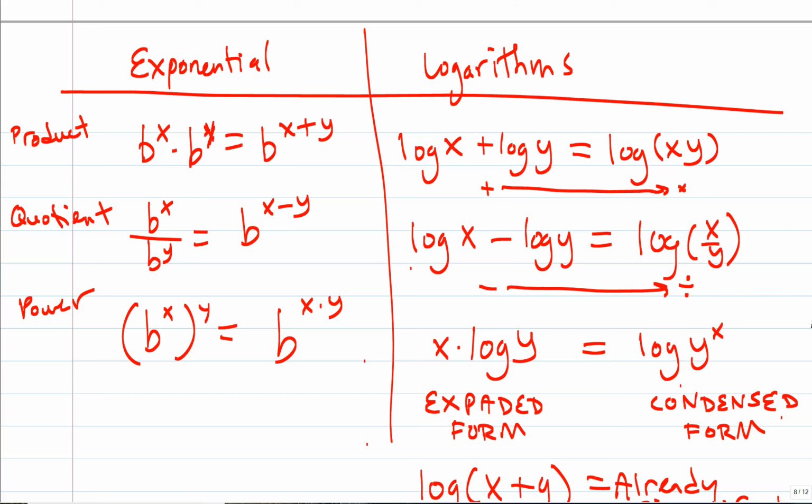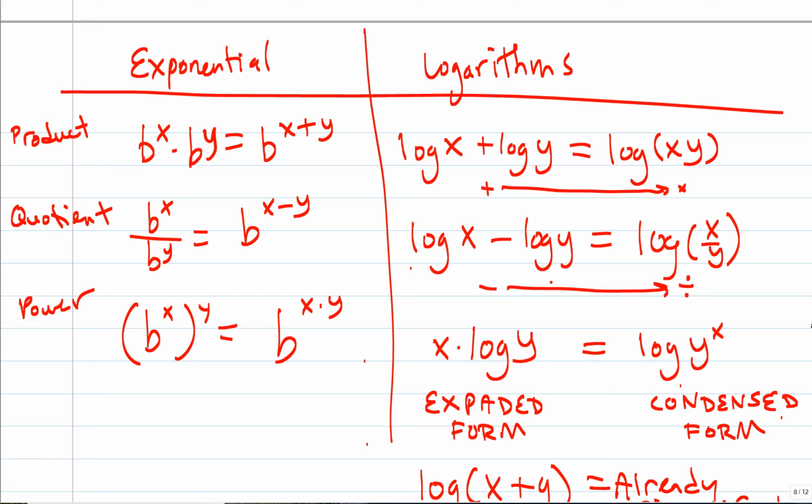So I'm going to go ahead and pick up where we left off with the rules. These are the rules you need to know, the exponential and logarithmic. There's a relationship between these, so let's not just memorize these. We know that if we have b to the x times b to the y, we can add the exponents, b to the x plus y.